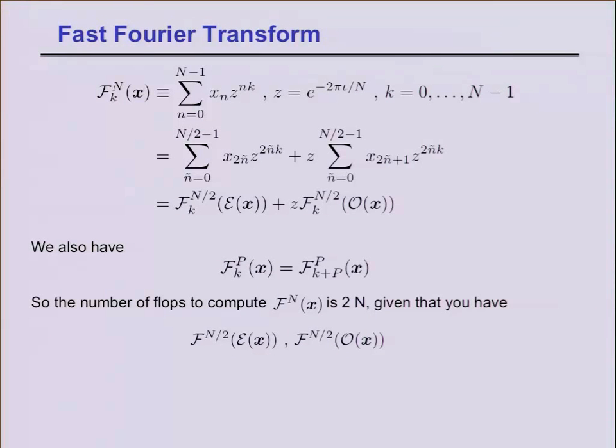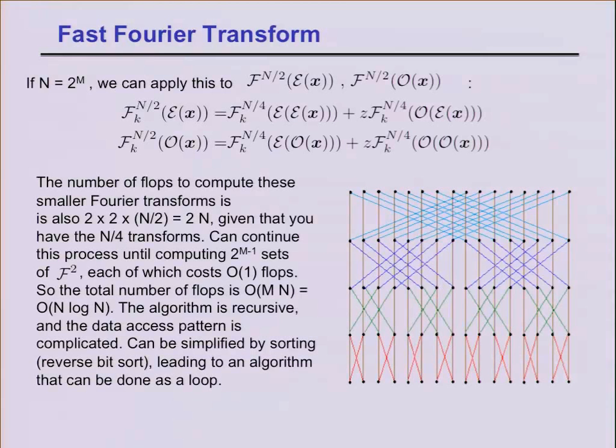And then we also have this periodicity condition, which allows you to get the rest of the coefficients, the ones that do not go from k equals 0 to n over 2. So the number of flops required to compute F of n is 2n: this addition plus this multiplication, provided you have the n over 2 pieces. And now to get the rest of it, you recurse. If you can do that to n, you can do that to n over 2.